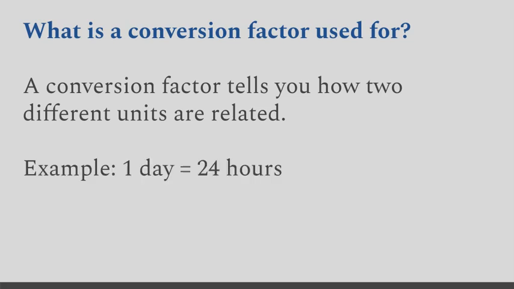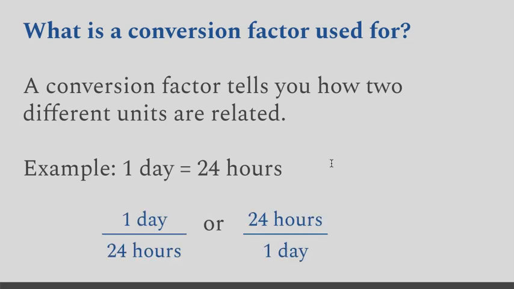So that could be something as simple as 1 day is the same thing as 24 hours. So we all know that there's 24 hours in a day. But if I wanted to write that in the form of a conversion factor, I could write it like an equation like this. 1 day equals 24 hours. If I were going to do dimensional analysis, which I'll show you in a second, I might need to put that in a fraction. And there's two ways I could put this in a fraction. I could write 1 day over 24 hours, or I could write 24 hours over 1 day.